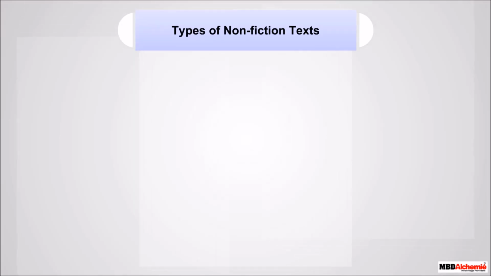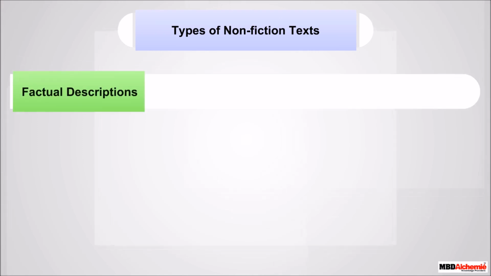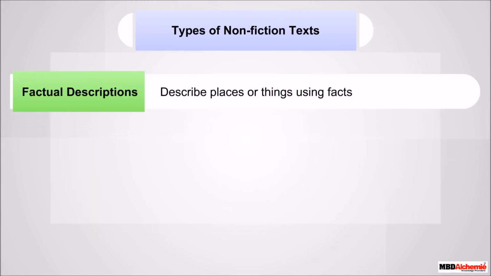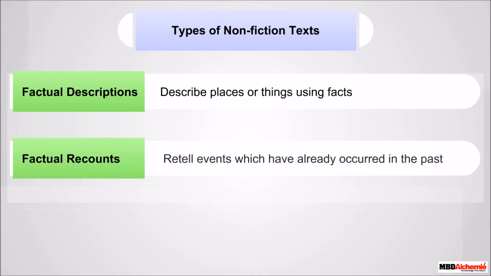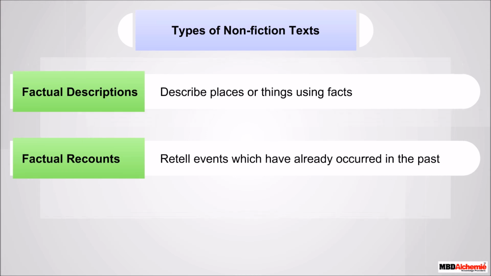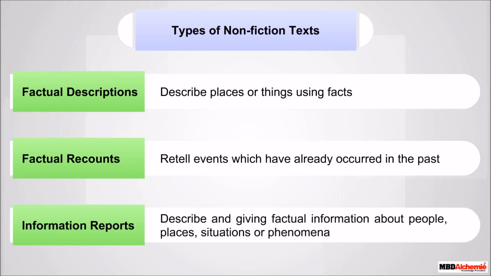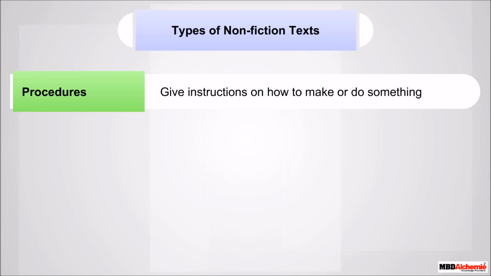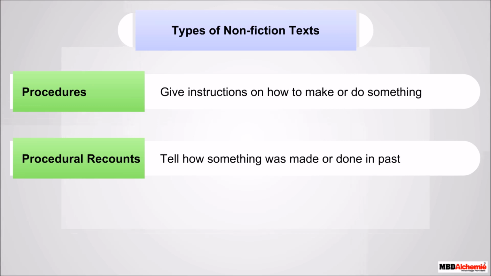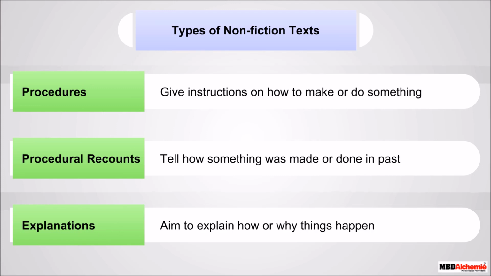Non-fictional texts are of different types. They are factual descriptions, which describe places or things using facts; factual recounts, which retell events that have already occurred in the past; information reports that describe and give factual information about people, places, situations, or phenomena; procedures, which give instructions on how to make or do something; procedural recounts that tell how something was made or done in past; explanations that aim to explain how or why things happen.